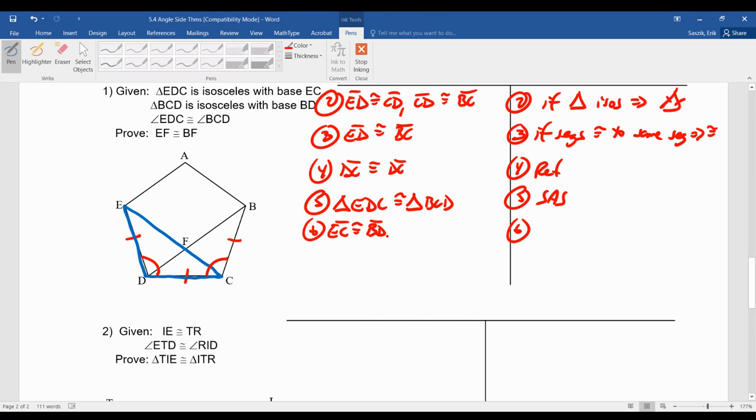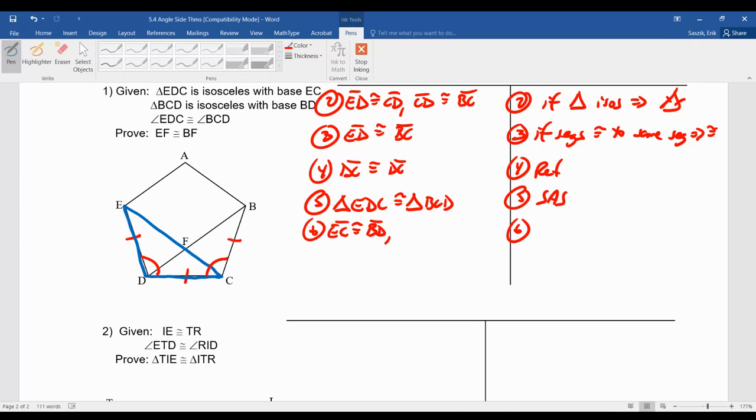But then we're also going to want, and you'll see why in a second, to say that angle ECD... I'm going to do this in a different color. I'm going to say angle, and this little sliver angle, you see, that is congruent to that from CPCTC as well. So angle ECD is congruent to angle BDC. And this is all from CPCTC.